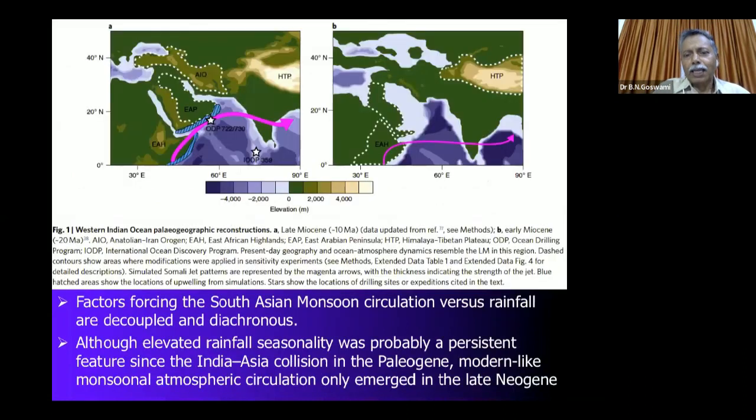What they found is that during early Miocene, when the Tibetan plateau and Himalayas got established, monsoon precipitation became strong, but the winds were still weak. So the precipitation and the winds did not become strong simultaneously. Then they did another experiment, where the mountains in these regions were not available at that time, and then these mountains came up. Once these mountains came up, the winds became much stronger here.